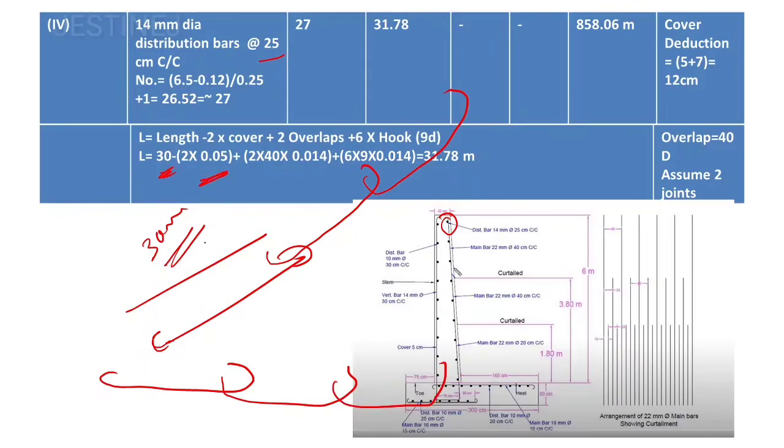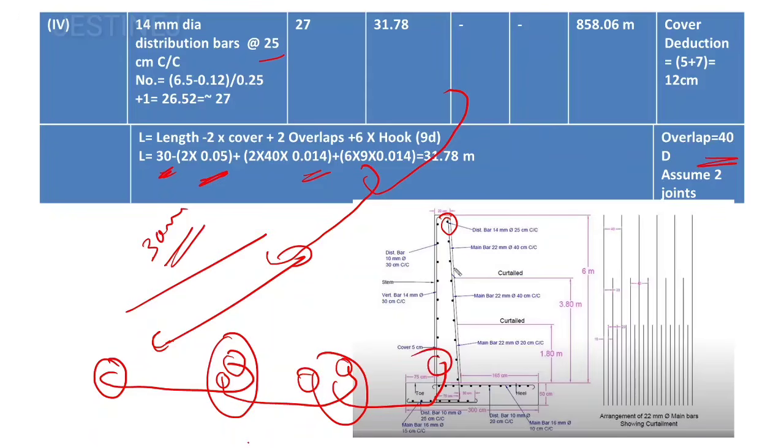a clear cover, so you have to reduce the clear cover at both the sides. Then the overlapping at two joints, assuming here in this case we are only assuming two joints overlap, it is going to be 40 multiplied by d. So d means the diameter, and 6 multiplied by 9d. Okay, why are we taking this 6? There will be 6 hooks: 1, 2, then 3, this one 4, this one 5, and this one 6, likewise. Okay, so if you add up those values, you'll get 31.78.